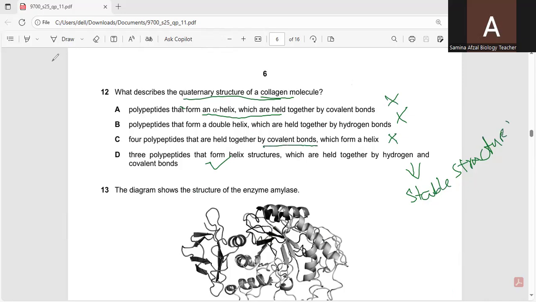So only covalent bonds, and they are four polypeptides. So this is not the correct option. They have shown only hydrogen, or only covalent bond. Actually, there are three polypeptide chains. When they join together, they are held with the help of hydrogen and covalent bonds. Both types of bonds are present between them. They will make a collagen molecule. So this is the correct statement, D.